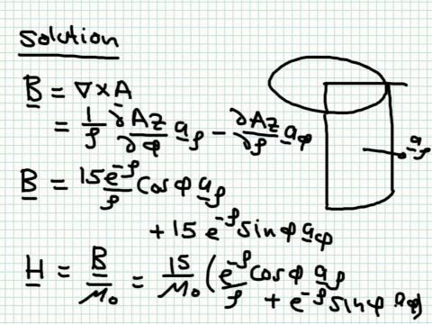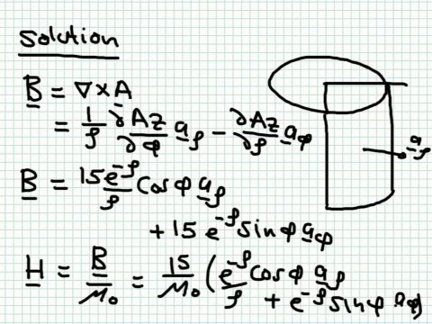So for this problem, it's pretty systematic. We have A, we can get B from A, and then if I divide B by mu naught, I have H, and then I can get H at any point. And then if I want to get the flux through the cylinder, I have to integrate B dot dS over this 1/4 of the surface of this cylinder.